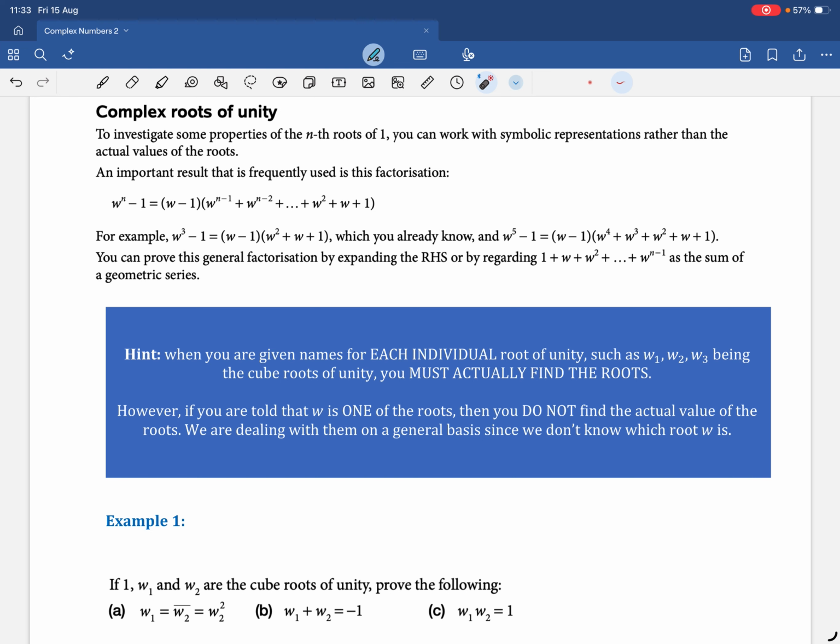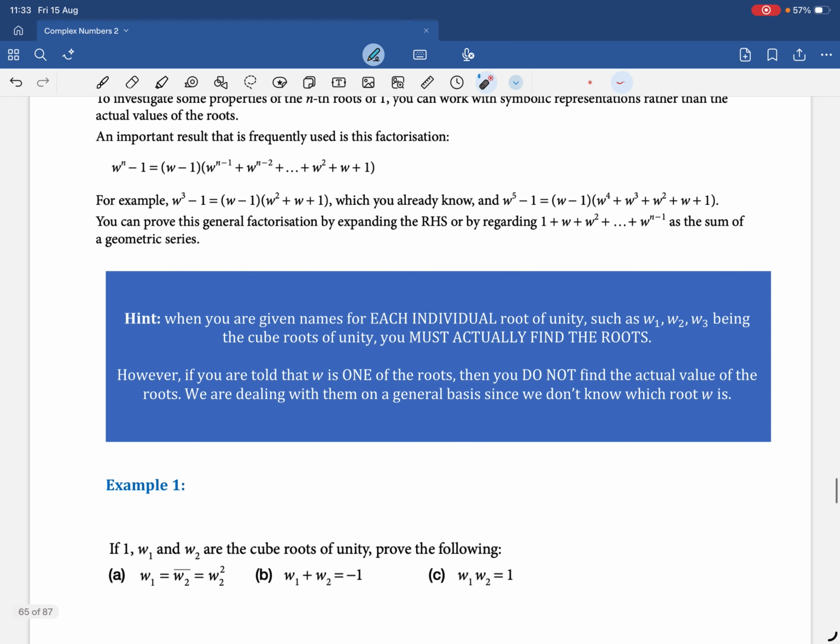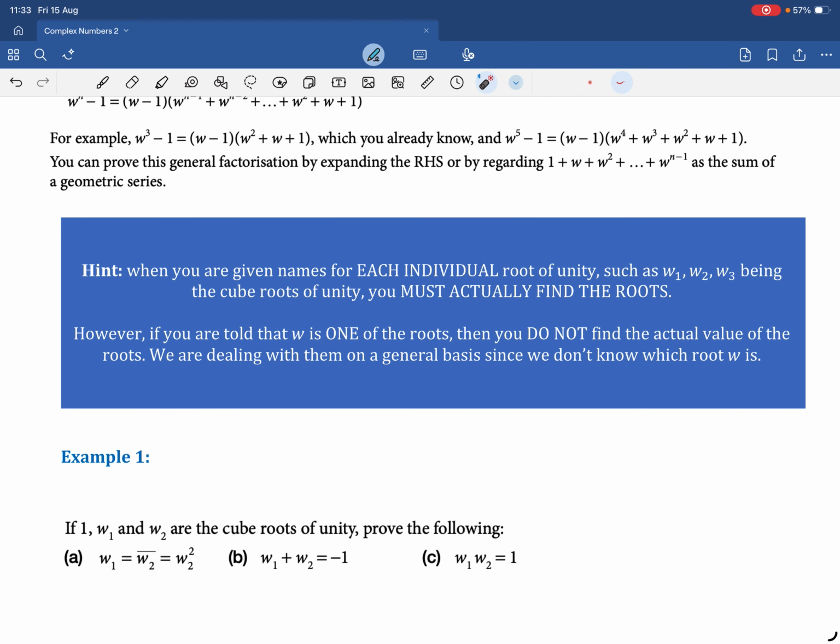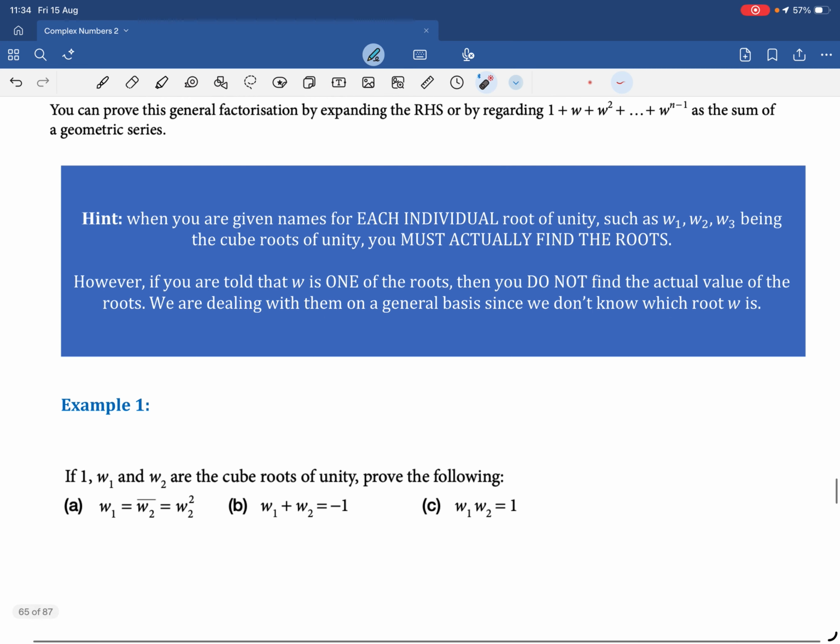So we can prove this general factorisation by expanding the right-hand side or by regarding 1 plus w plus w squared and so on as the sum of a geometric series, which you're going to look at in advanced maths later on. When you are given names for each individual root of unity, for example w1, w2 and w3 being the cube roots of unity, you actually find the roots. But if you're told w is one of the roots, then you don't need to find the actual values of the roots. We're dealing with them on a general basis since we don't know which root w is.